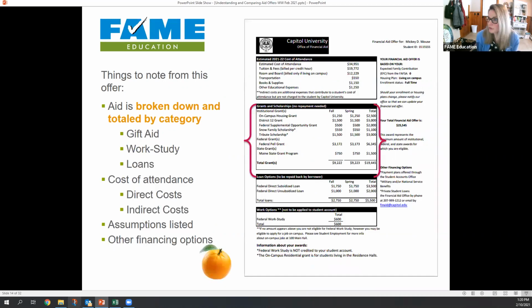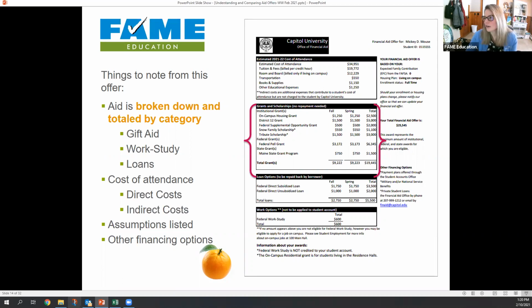Here's one from Capital University. A similar kind of breakdown in that they've sandwiched together the grants and scholarships, the loans, and then separated out work study. What I like about this one is it does say not to be applied to student account. They're putting that reminder there to show you that yes, this is part of your financial aid offer. It's something that you have to earn as a student, but it's not coming off that bottom line.